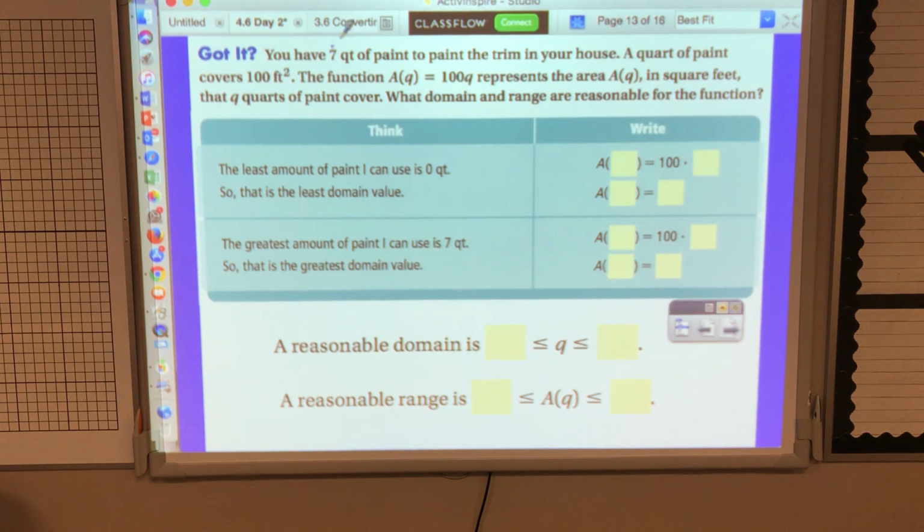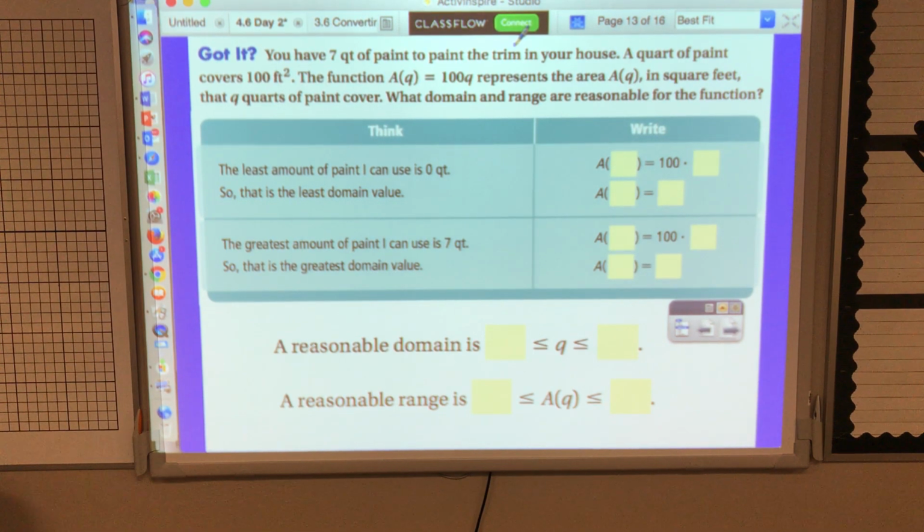You have 7 quarts of paint to paint the trim in your house. A quart of paint covers 100 square feet. The function A(q) = 100q represents the area A(q) in square feet that q quarts of paint can cover. What domain and range are reasonable for the function?